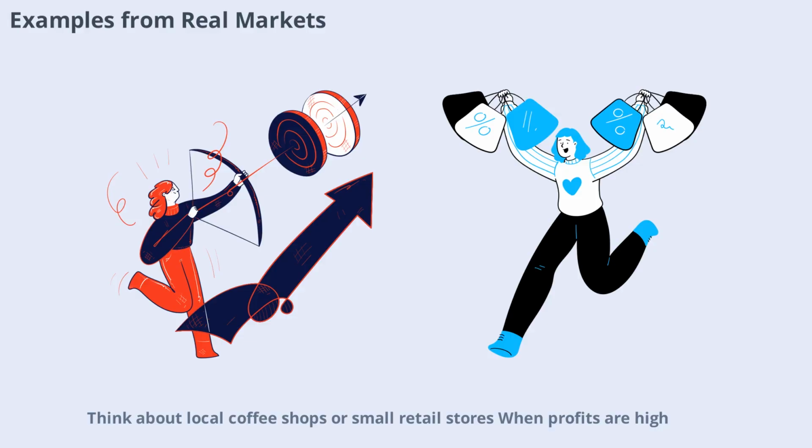Think about local coffee shops or small retail stores. When profits are high, new shops open, increasing competition and driving profits down. If profits fall too low, some shops close, reducing competition and allowing profits to recover. This cycle keeps the market balanced over time.